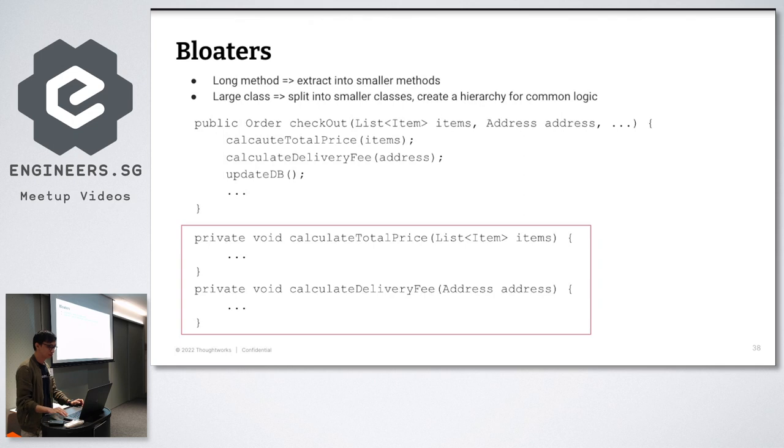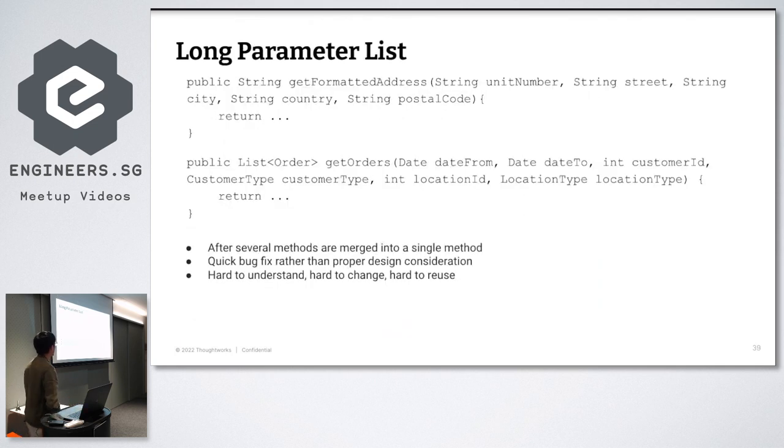Okay, next, long parameter list. This is also similar to the previous example. Usually when we are adding a new function or a new feature, while considering good design and code, we might keep adding onto the existing method and end up having so many parameters. It could also be because multiple methods were merged into a single method. So that's why we need so many parameters.